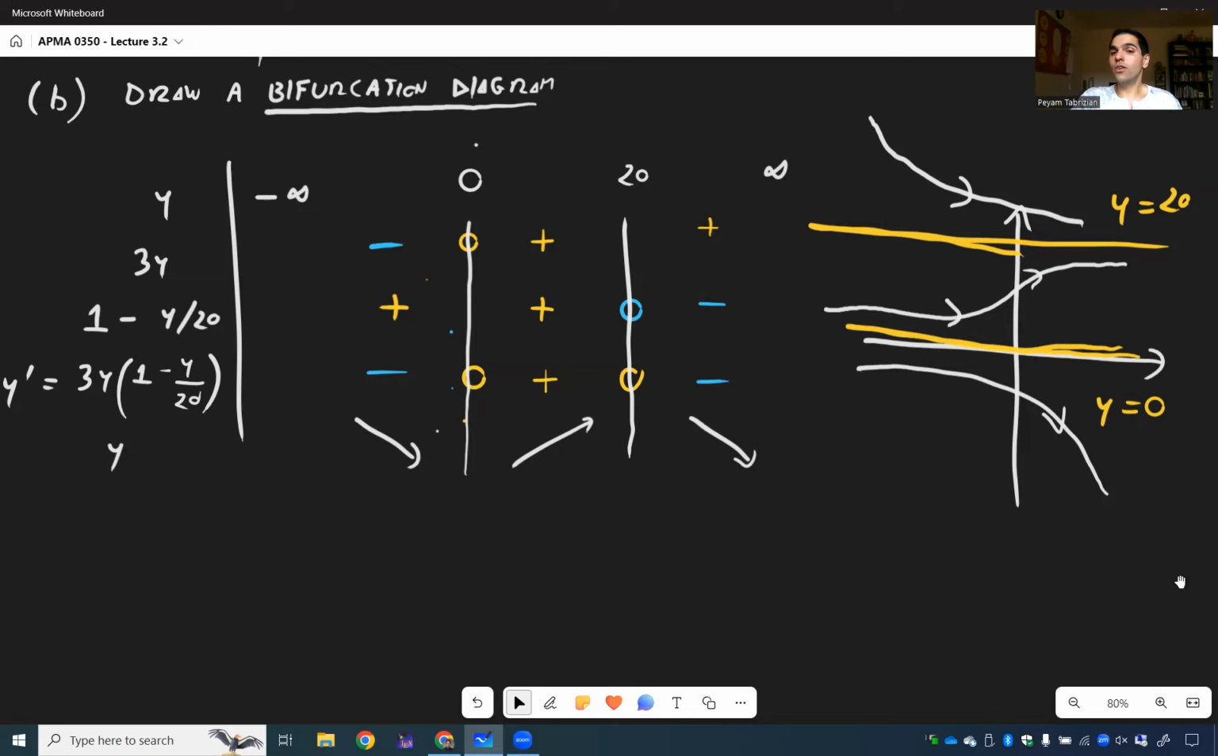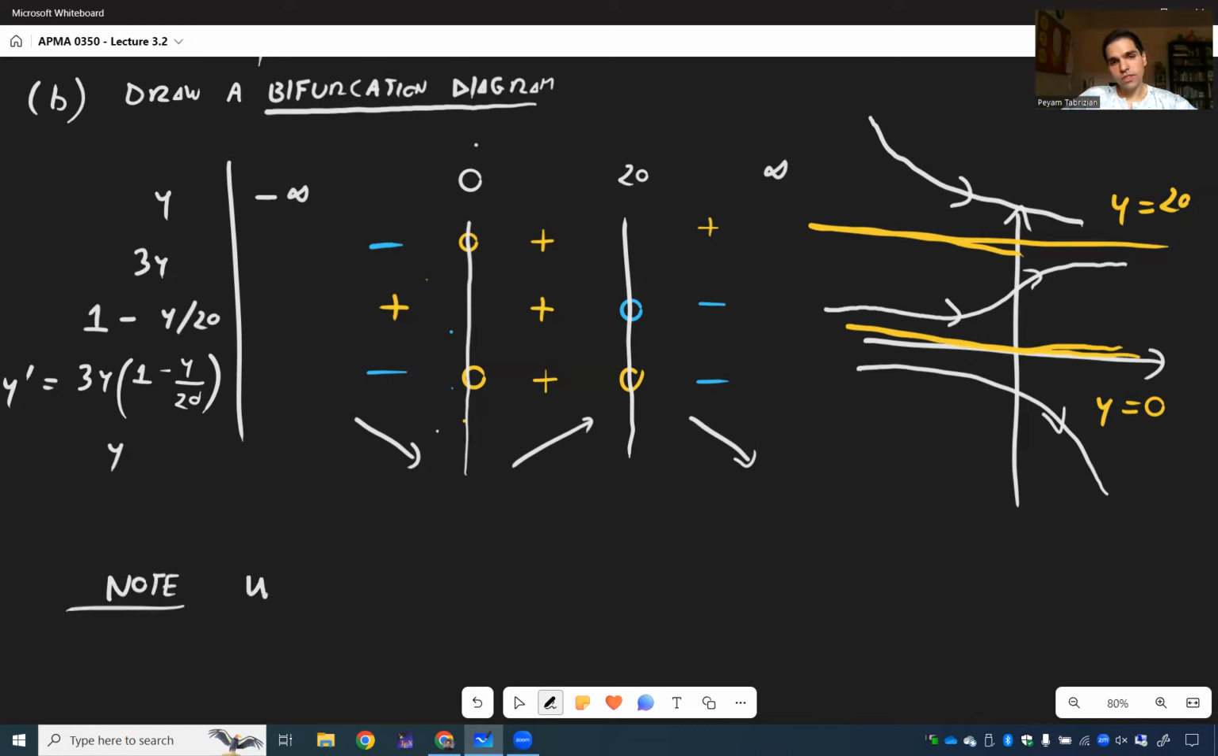If it's below 0, it'll just decrease. If it's between 0 and 20, it'll increase. And if it's above 20, it'll decrease. Which makes sense because if there's too many bacteria, more than the amount of food, it will go down because they all die out. But if there's not enough bacteria, they will grow until they reach this carrying capacity. And by the way, notice, well, this y equals 20, solutions seem to go towards it. This is what we call a stable equilibrium.